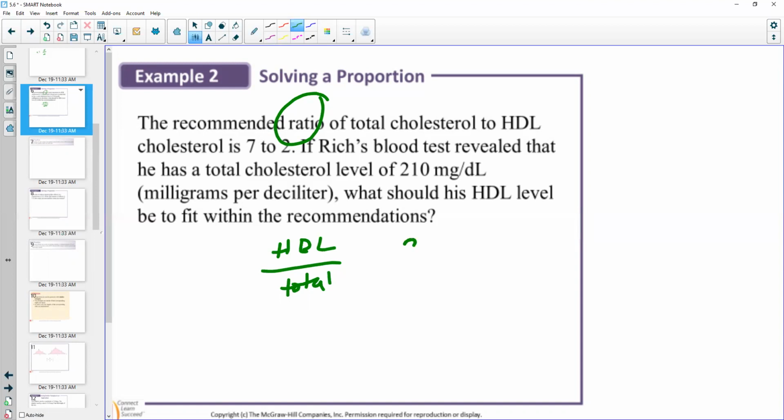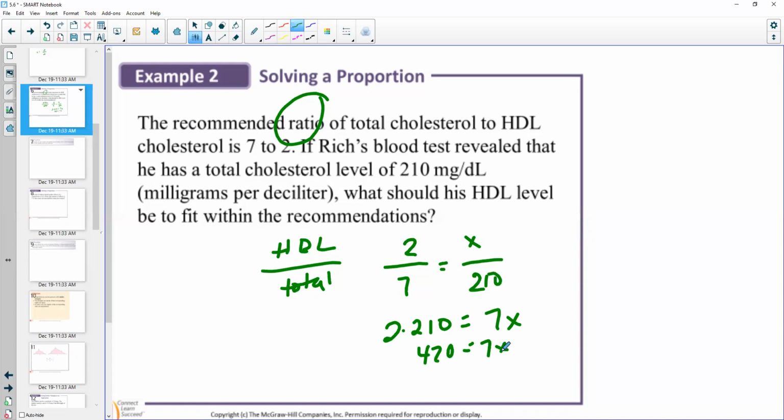The recommendation is 2 to 7. And on the other side, Rich's is total, he has 210. So what part of that should be HDL? Well, here's our proportion. Did I put everything in the right place? Yep, so this is HDL. These are totals on the bottom. Okay, so then the same thing to solve. 2 times 210 equals 7x. This is 420 equals 7x. 420 divided by 7 is 60. And that makes sense in the context of the story that it's less, right?